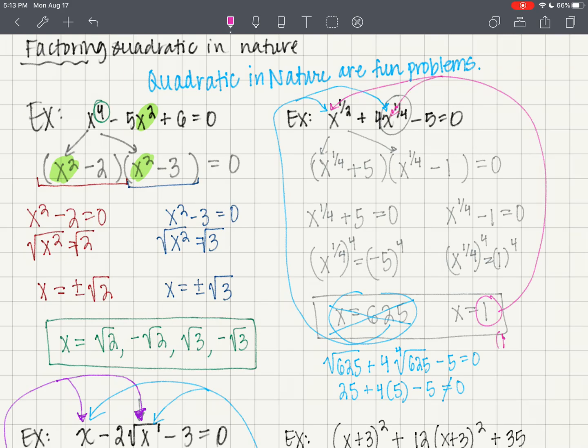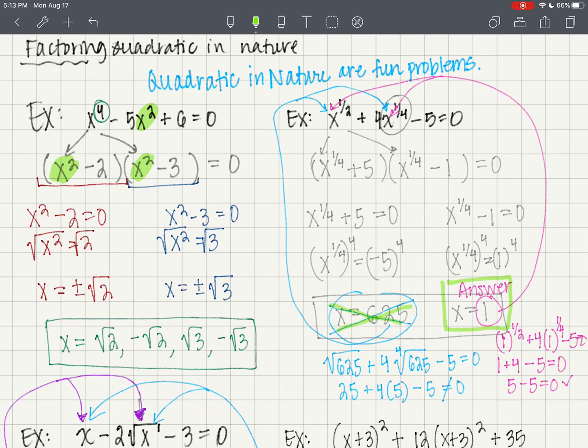So 1 to the 1/2, which is the square root of 1, plus 4 times 1 to the 1/4, which is the 4th root of 1. So the square root of 1 is 1, plus 4 times the 4th root of 1, which is 1, minus 5 equals 0. 5 minus 5 equals 0, so x equals 1 is an answer. So our answer is only x equals 1.